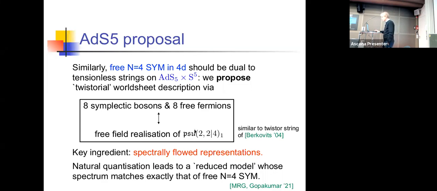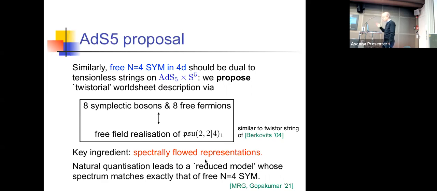And that is a natural algebra to appear because that is exactly the global symmetry of N=4 super Yang-Mills in 4 dimensions. So that shows you that maybe you are on the right track. Now, again, there are spectrally flowed representations that I'll explain to you later on. They play a key role.